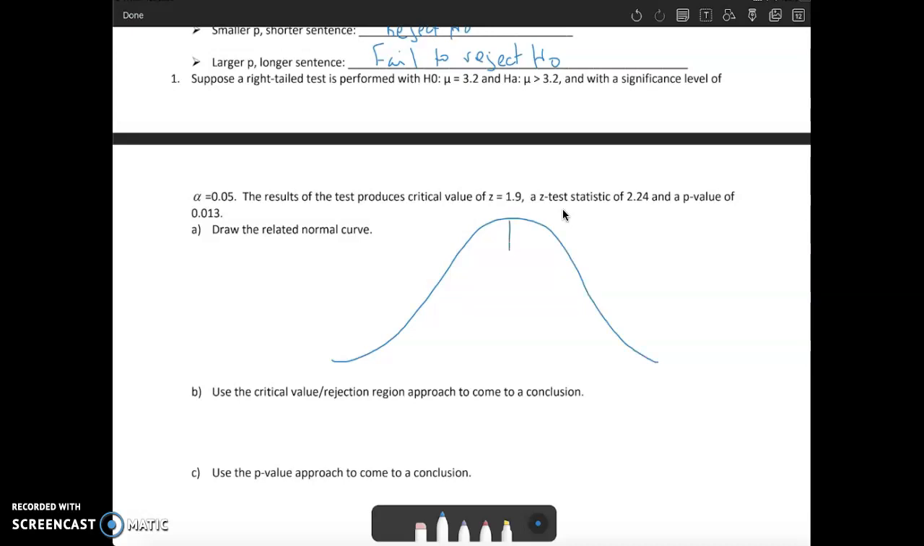And I'm going to just draw a line here for the center. So whenever it tells us that we get a z value of 1.9, that means that, let's say, is right here. That's the critical value. It's the boundary line. So what that means is that our rejection region is everything to the right of that value.